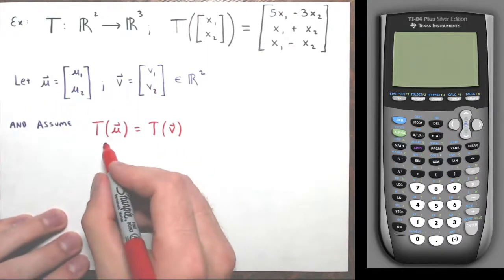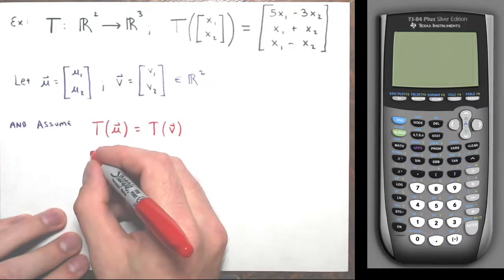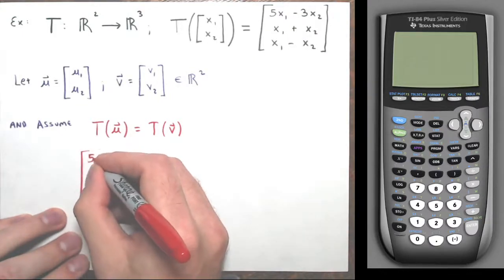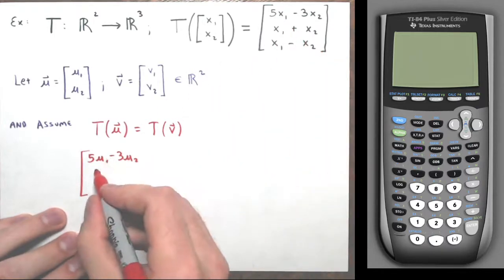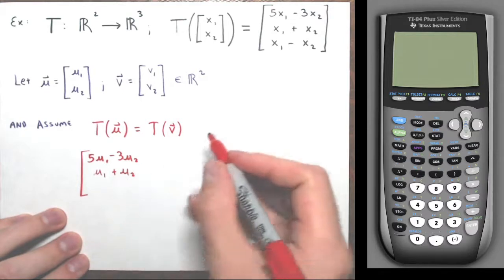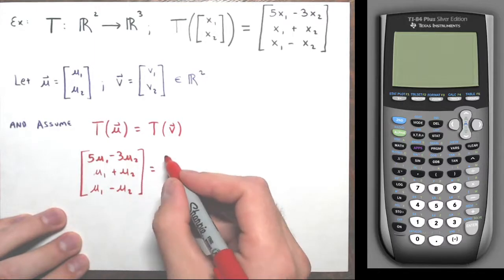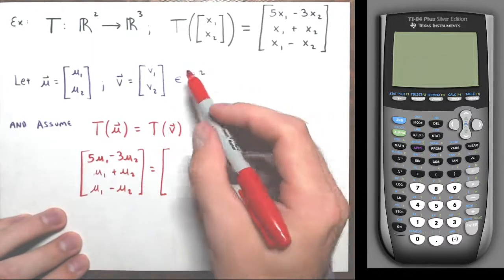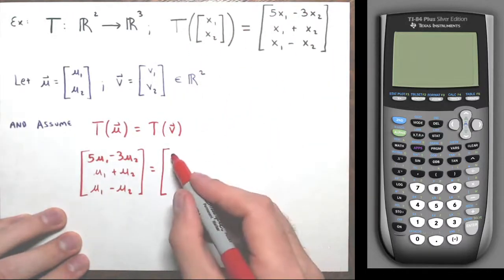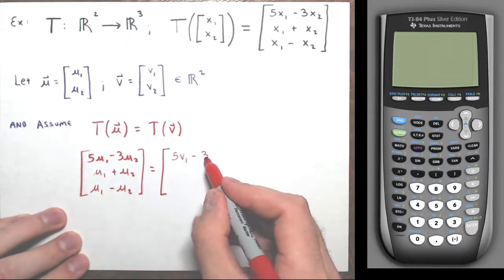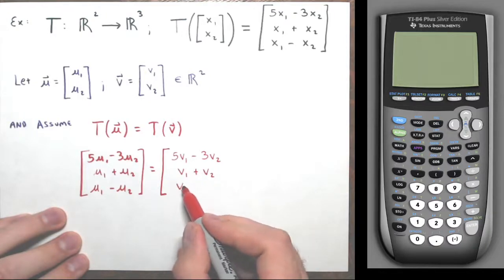All right, so what does t of u look like? I replace x1 and x2 over here with u1 and u2. So this would be 5u1 minus 3u2, and then the second component u1 plus u2, and then the third component u1 minus u2. And we're assuming this is equal to the image of v under t. So I apply t to v here, just replace x1 and x2 with v1 and v2, so 5v1 minus 3v2, then v1 plus v2, and then v1 minus v2.